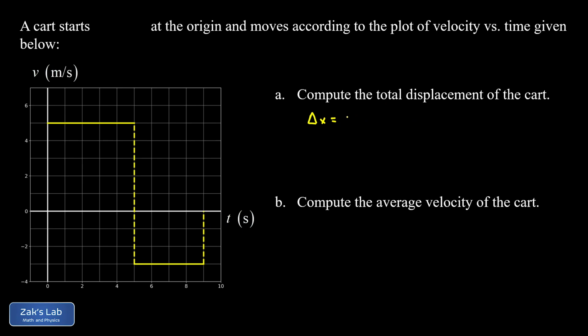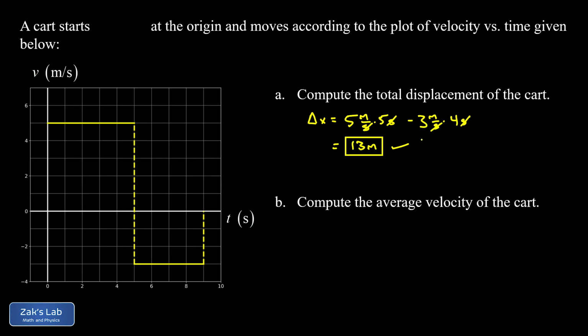So I start to calculate my area. The height of this first chunk is 5 meters per second, and then the width is 5 seconds. I kept the units there to see that the seconds cancel out and I get meters as I should. Then the height of my other rectangle is negative 3. You have to keep that minus sign, indicating leftward motion, and that occurs for 4 seconds. So this gives me 25 meters minus 12 meters, which is 13 meters of total displacement. And we're done with that part.